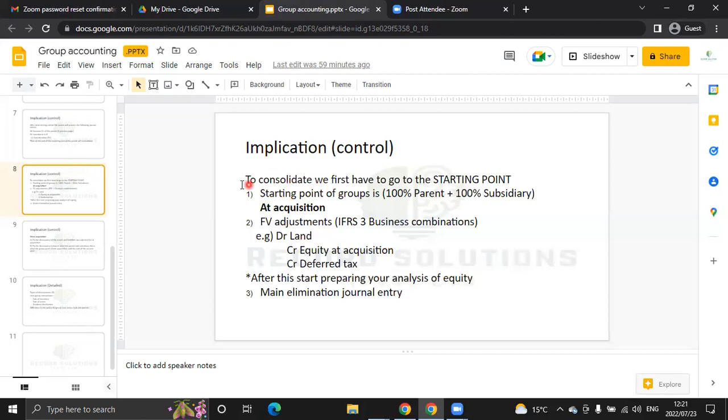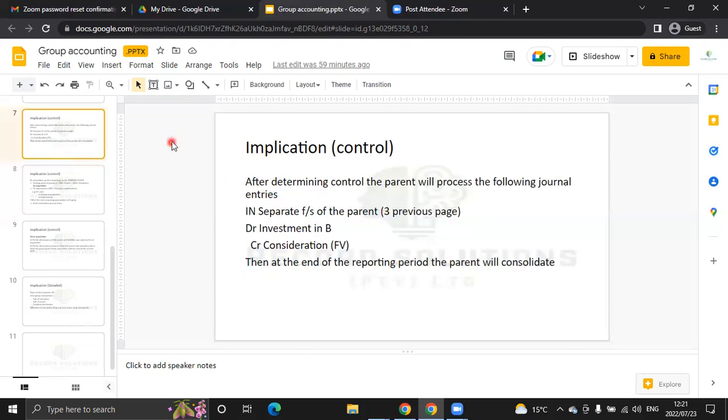At the end of the year, because A controls B, right, at the end of that reporting period, it must prepare consolidated financial statements. And what does that mean? It means that the parent must prepare financial statements from the group's perspective.